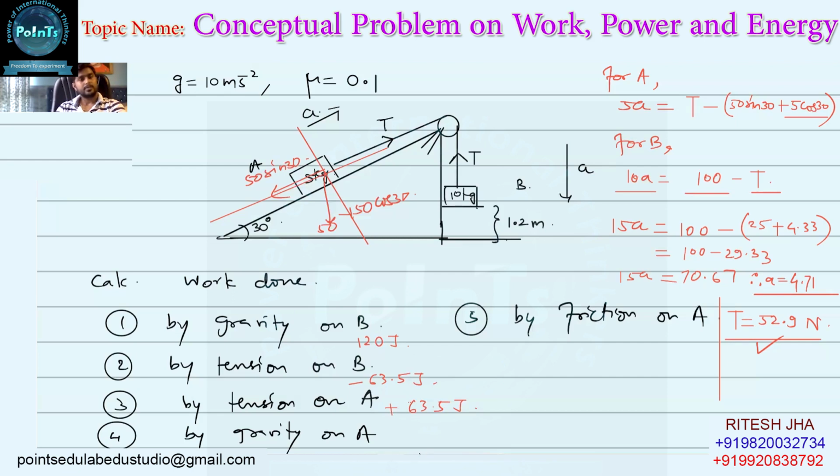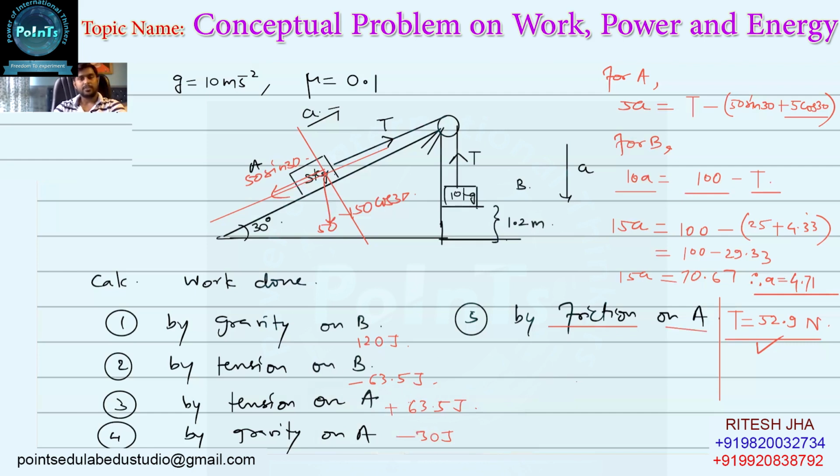So is that the right answer? 30 joules, I guess. Minus 30 joules, right, because the displacement is the other way. Exactly. What about the work by friction on A?